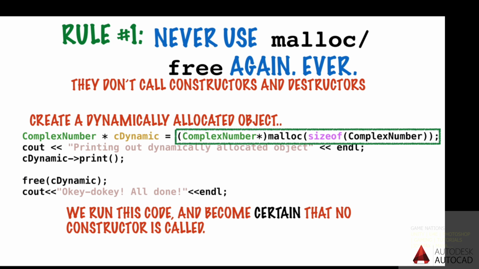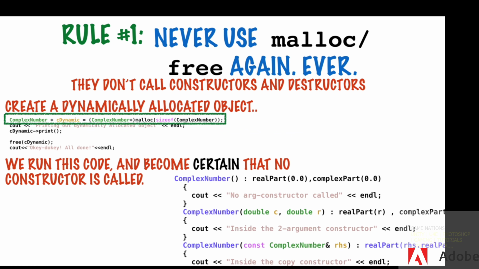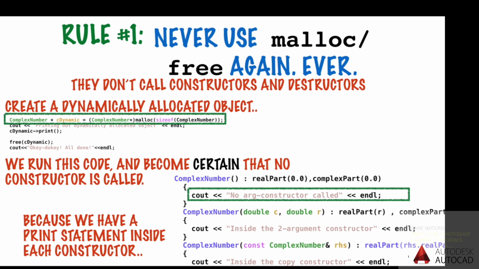Now, when we run this code, you can be sure that no constructor is called. That's because if you go back and remember the complex number class that we set up, and if you remember its constructors, you'll know that you have a way of indicating when a constructor has been called on this class. Take a look at complex number and you'll notice something right here. Notice that complex number has 3 constructors, including a copy constructor. There is a print statement inside each of these constructors. It specifies what the constructor is: no argument, two argument, or the copy constructor.